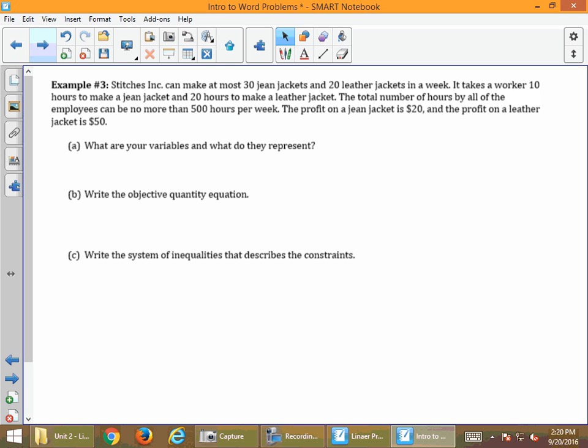But same process. Stitches Incorporated can make at most 30 jean jackets and 20 leather jackets in a week. It takes a worker 10 hours to make a jean jacket and 20 hours to make a leather jacket. The total number of hours by all of the employees can be no more than 500 hours per week. The profit on a jean jacket is $20, and the profit on a leather jacket is $50.